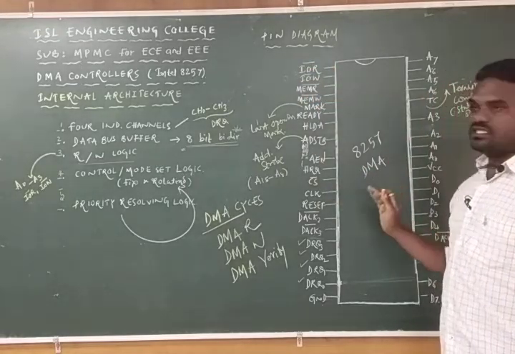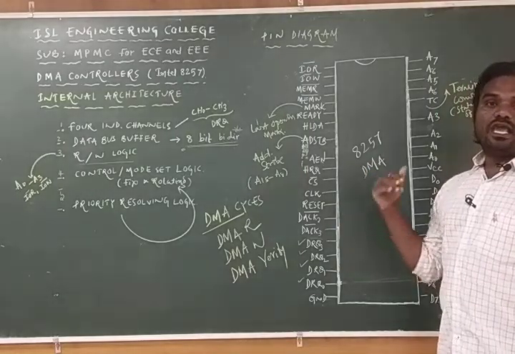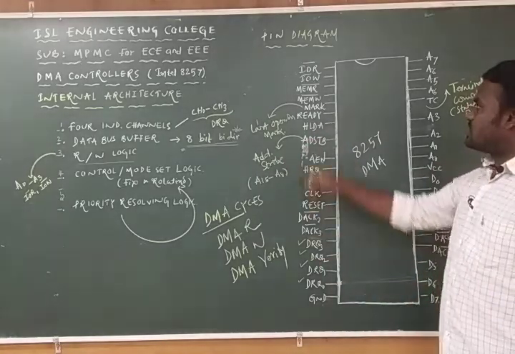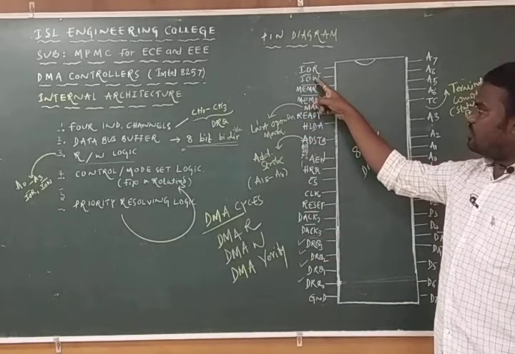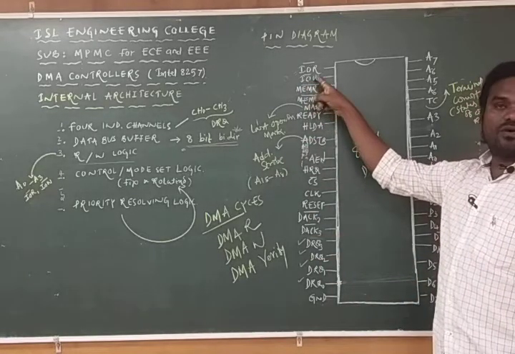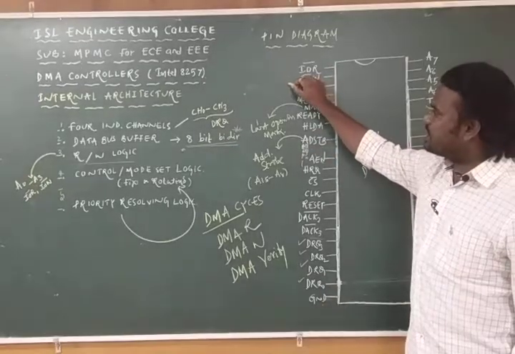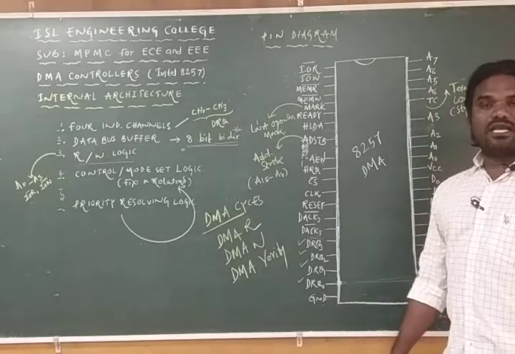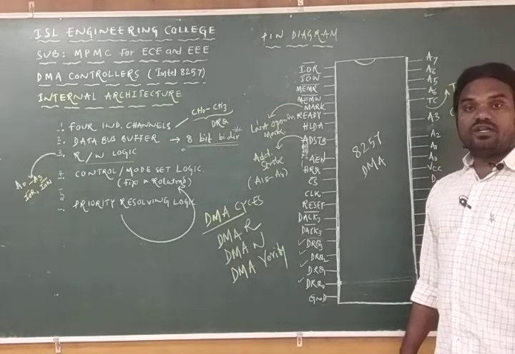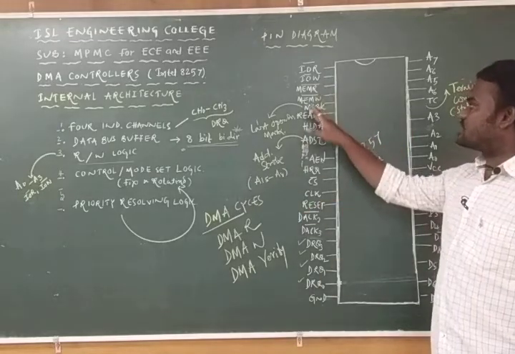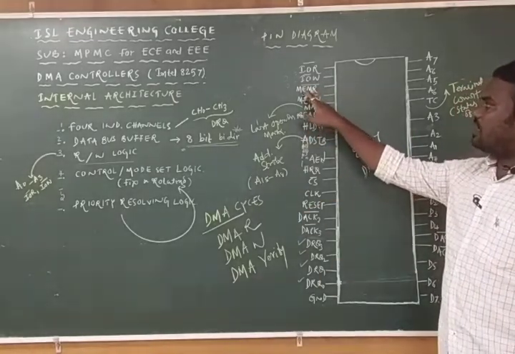The 8257 is allowing the input output devices to read the data from the memory location. If this is IOW, that is input output write, what does that mean? If it is giving the active low signal, that is 0, we must understand that input output devices are writing the data into one particular memory location, and this is about memory location.